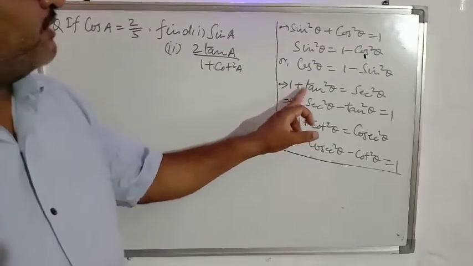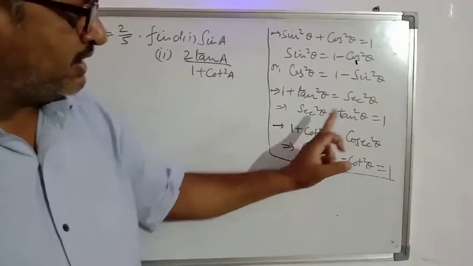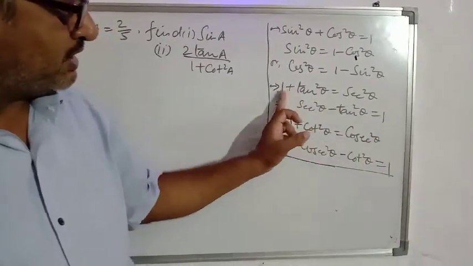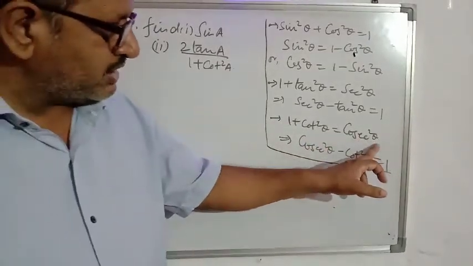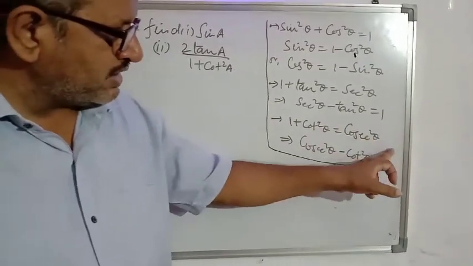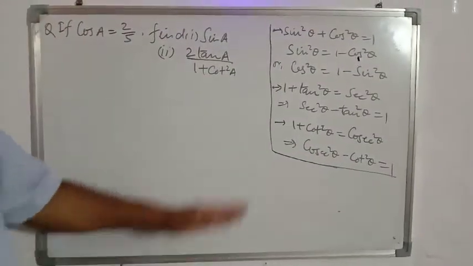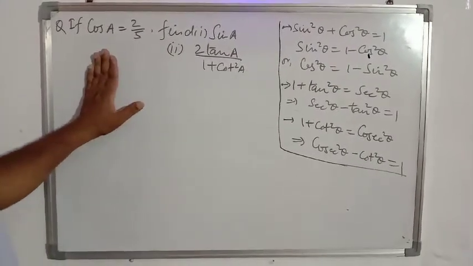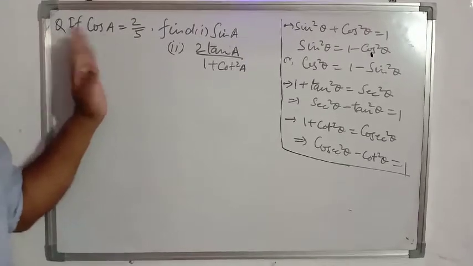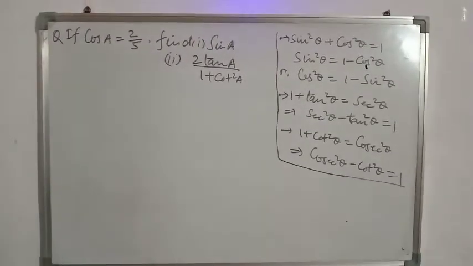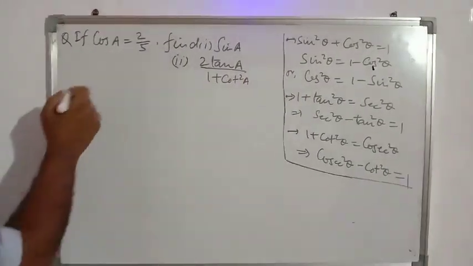Similarly, the second identity, 1 plus tan square theta is sec square theta. If we transpose tan square to the right side, sec square theta minus tan square theta will be equal to 1. Third identity, 1 plus cot square theta is cosec square theta. Transpose cot square theta to that side, so cosec square minus cot square will come 1. So we can do it using the trigonometrical identities, or you can also apply the method I told you in the previous exercise. Here we will do it using the trigonometrical identities.